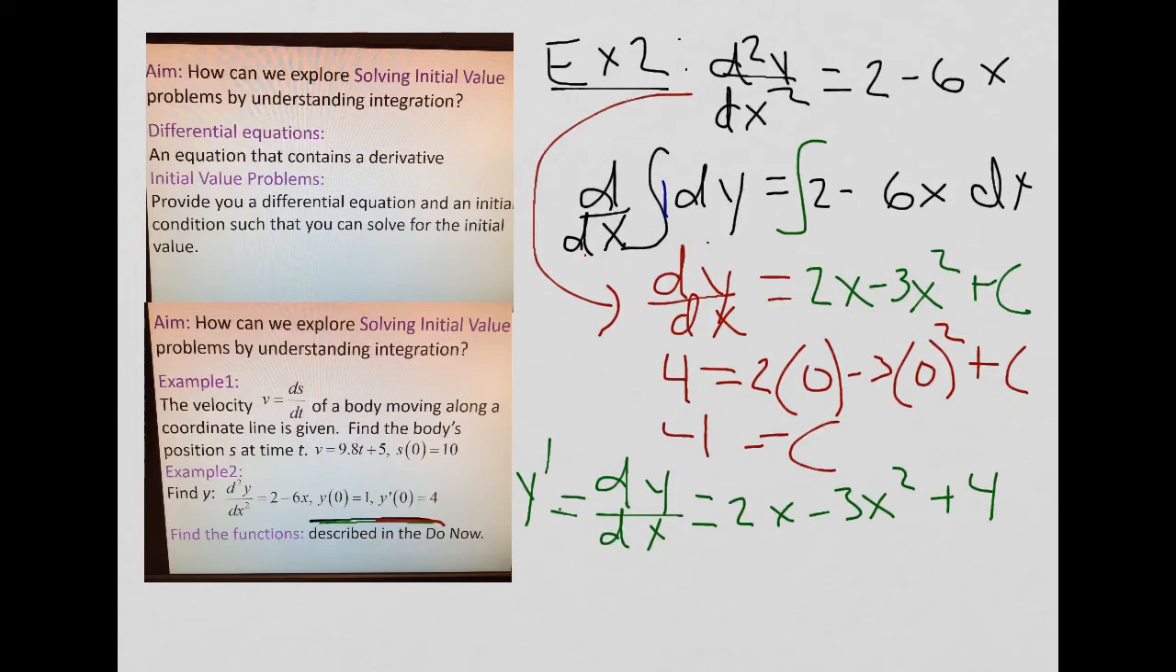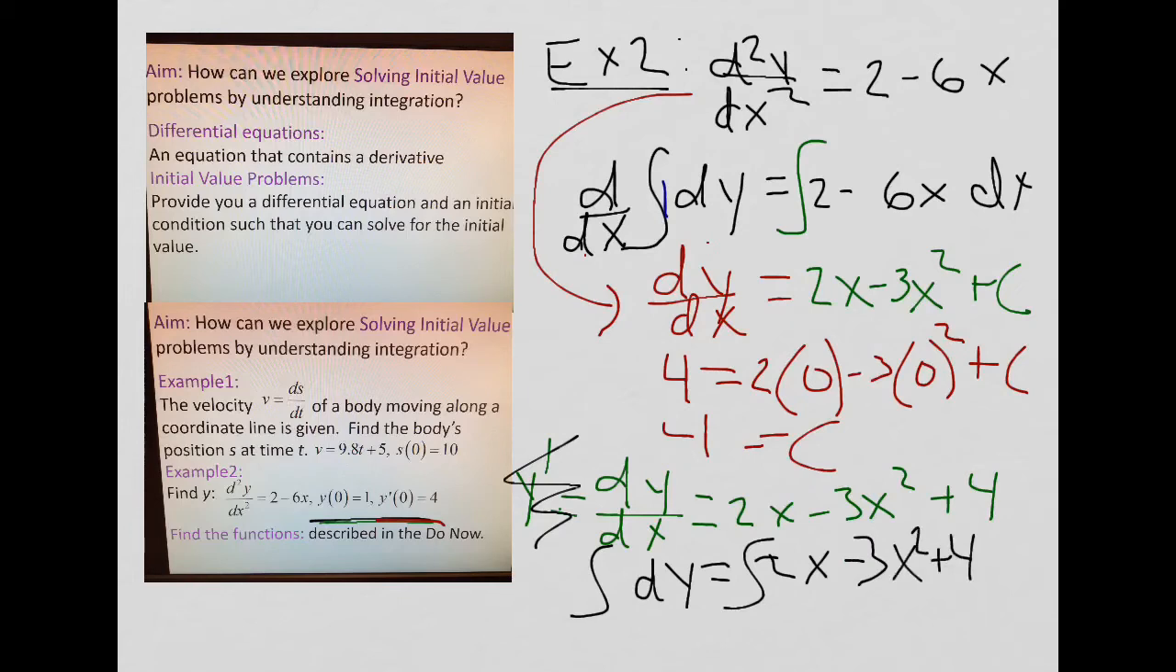Now, you don't have to rewrite the order. It doesn't have to be ax squared plus bx plus c, nothing like that. You just have to integrate again because we still need to find y. So I'm going to multiply both sides of this equation by dx. So I'm integrating dy, and I'm integrating 2x, that's supposed to be 2, minus 3x squared plus 4 with respect to x.